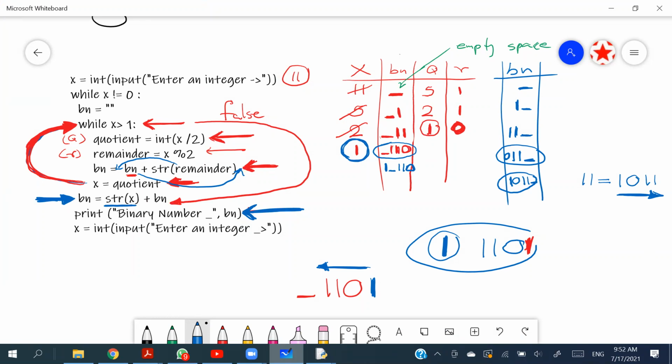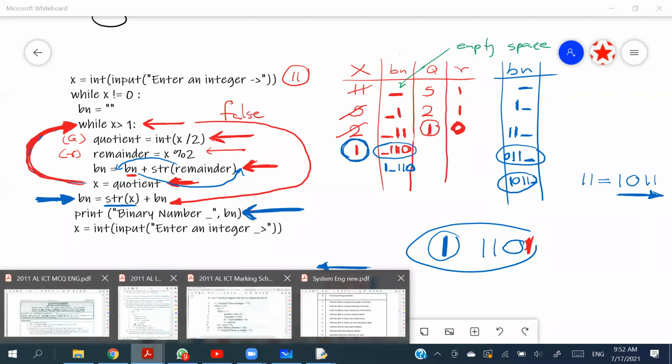Is it clear? Okay. So that's the end of the fifth question. So we have the very last one, the sixth one.